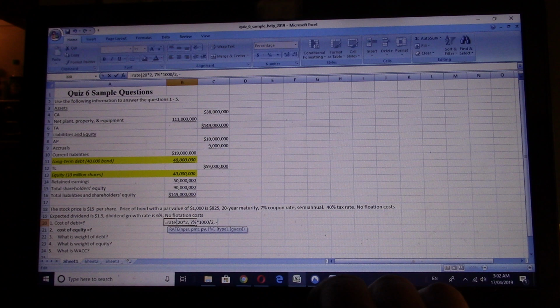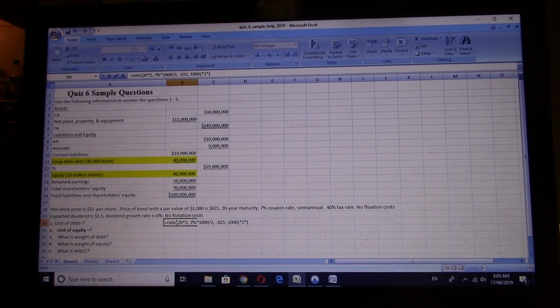Also, the next one should be price. But there's no flotation cost, so we don't have to subtract flotation cost from the price. So just negative price. And the last input should be $1,000. Now since this is a semi-annual coupon bond, we should multiply by 2. And since this is debt, there is a tax benefit. There is a tax deduction for interest payment. So use the rate function, multiply by 2, and then multiply by 1 minus the tax rate, 40%. So this should be the cost of debt. It should be 5.33%. Cost of equity.